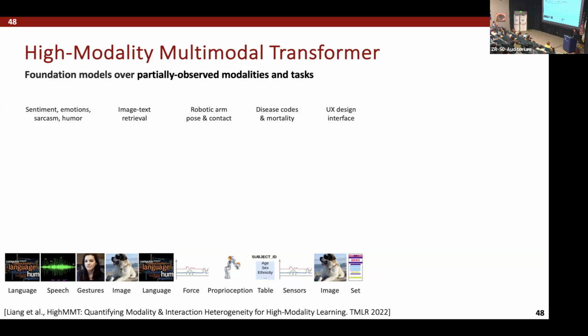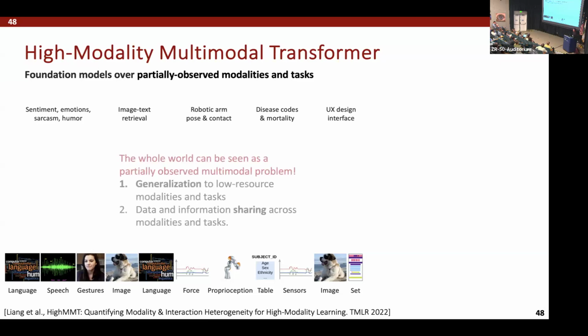So you see all these different data sets that you have. Sometimes you see language, speech, and gestures when trying to understand a person. Sometimes you see image and text from the internet. When you're dealing with robotics, it's mostly force and proprioception data, both sensor sequences. Medical is mostly tabular and sensors and so on. Basically, the whole world can be seen as a partially observed multimodal problem, where different data sets are just different subsets of the input data modalities and different subsets of output tasks.